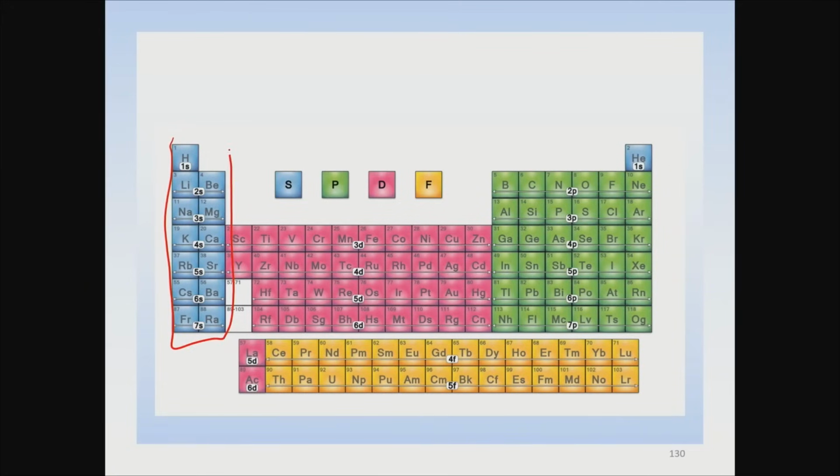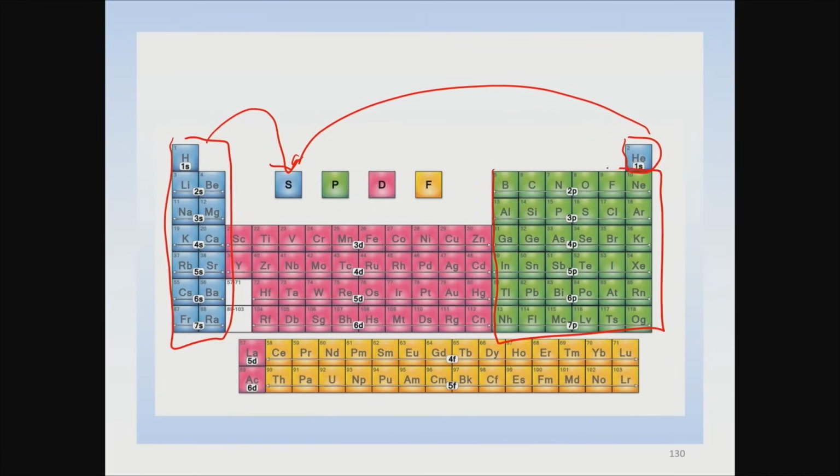We have one here: all elements in blue are said to be in the S sublevel block, and that will also include helium here. And the other one I want to point out right now is here: all elements in green are in the P sublevel block. So now let me talk about what that means.